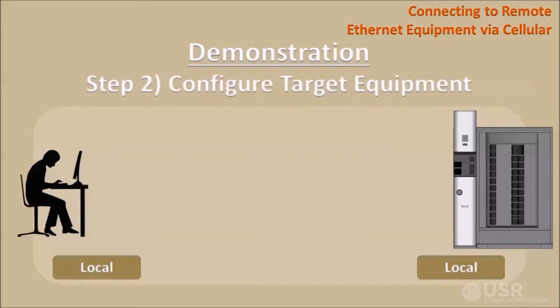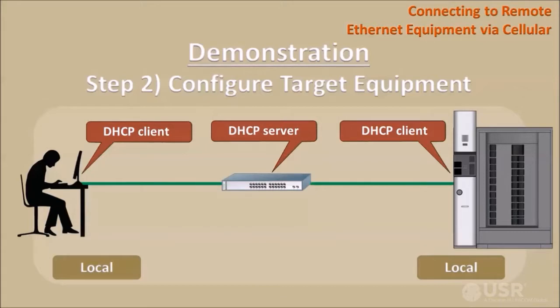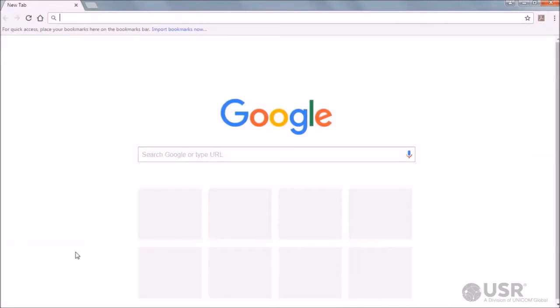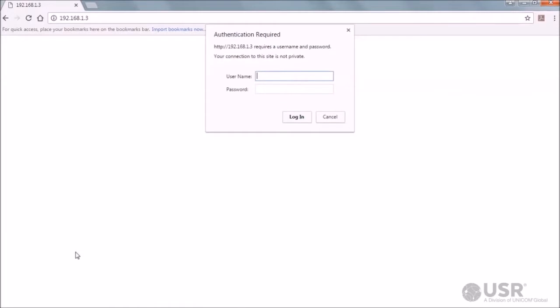Now I'll configure the target equipment with that new IP address. My terminal is a DHCP client, and the NAS box is also a DHCP client, so I have to connect the terminal and the target equipment both to a router. Now I'll launch my web browser. I know the IP address that the router assigned to the target equipment, so I'll enter it into my web browser. The target equipment prompts for a login, so I'll enter the default credentials.